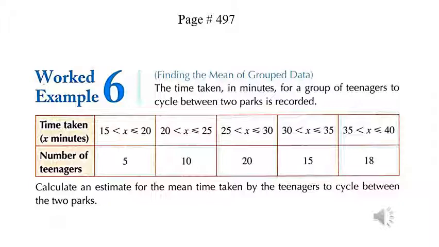The time taken in minutes for a group of teenagers to cycle between two parks is recorded. There are 5 teenagers who took time between 15 to 20 minutes, and there are 10 teenagers who took time between 20 to 25 minutes, and so on. Frequency of the first class interval 15 to 20 is 5, the second class is 10, the third class is 20, the fourth class is 15, and the fifth class is 18. Calculate an estimate for the mean time taken by the teenagers to cycle between the two parks.